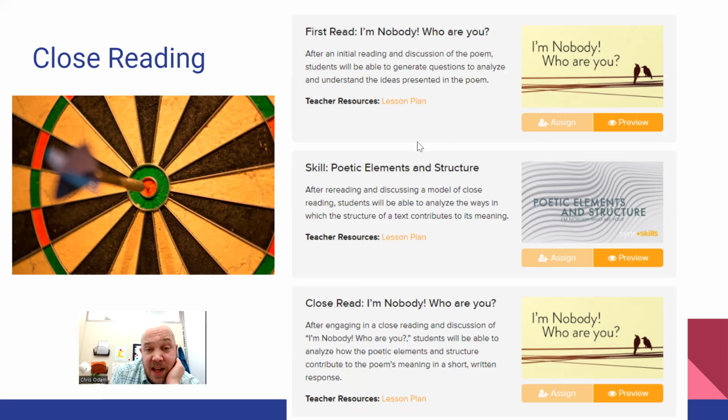And you can see that the skill lesson in the middle is the poetic elements and structure, kind of like I was showing you there with this bookends design. First read, skill lesson applied to that reading, close read, deeper analysis, and writing about poetic elements and structure.